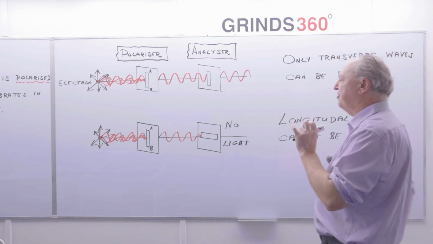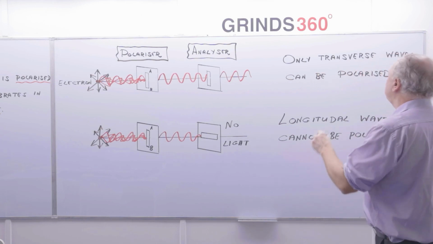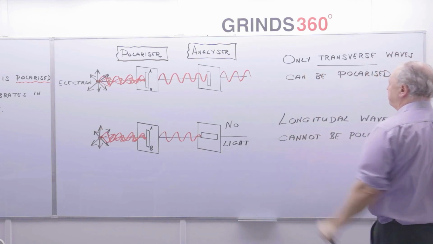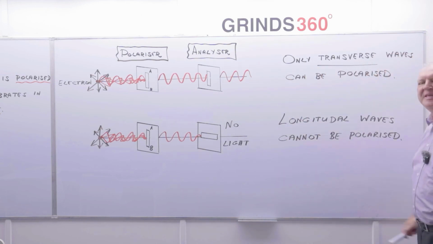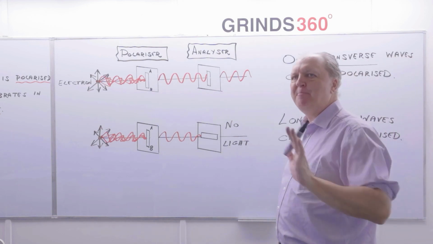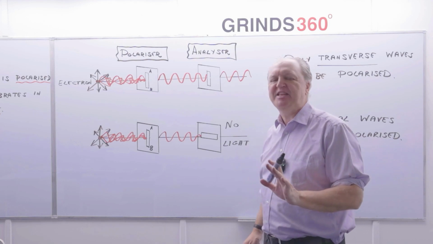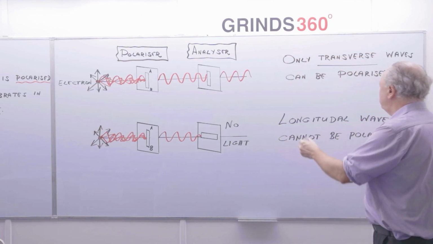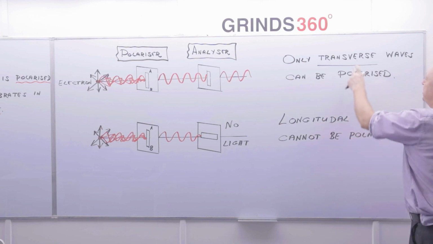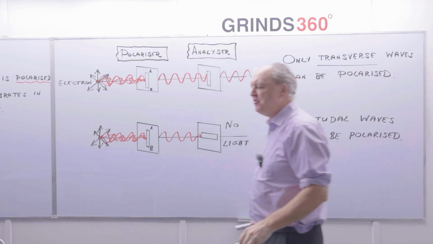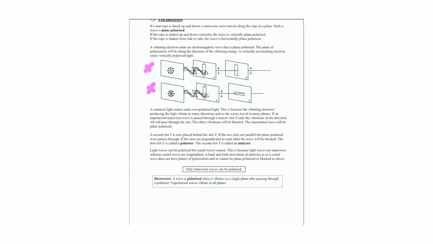Now, here's an important point. It's only transverse waves that can be polarized. Longitudinal waves cannot be polarized because they have a kind of back and forward movement, as in a sound wave, so they don't have planes of polarization. So longitudinal waves cannot be polarized, transverse waves can. So it's important to remember that. I have that highlighted very clearly in the notes. It's not really a definition, but it's something that needs to be highlighted. Only transverse waves can be polarized.